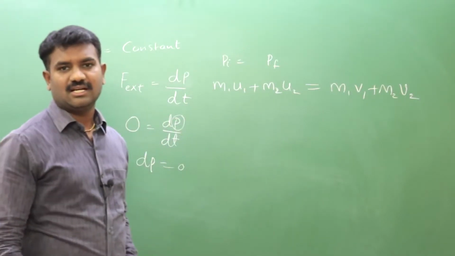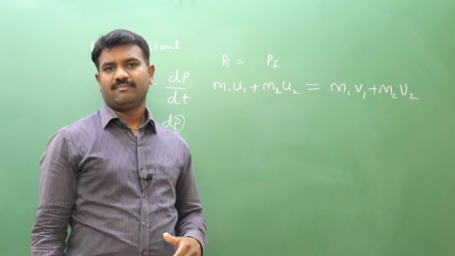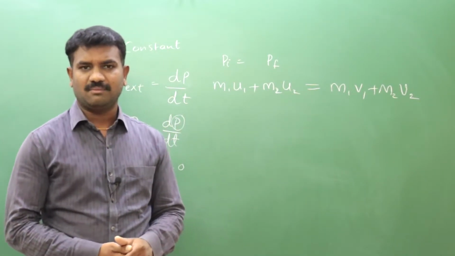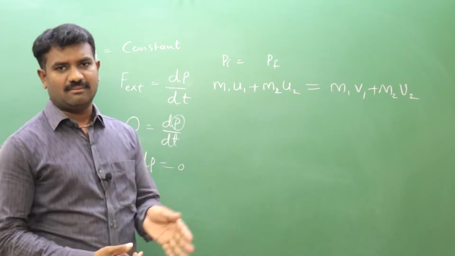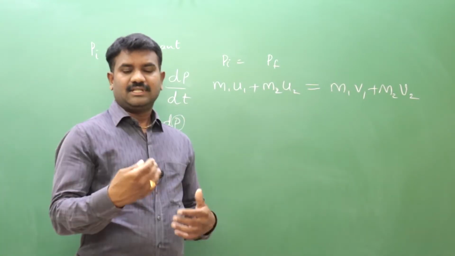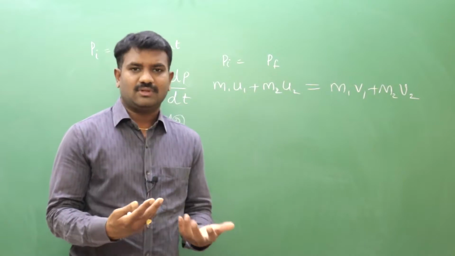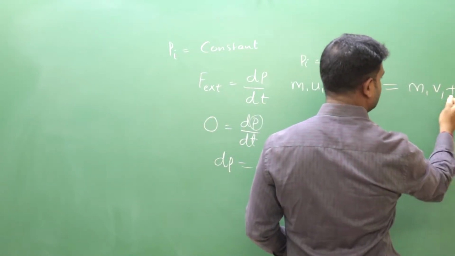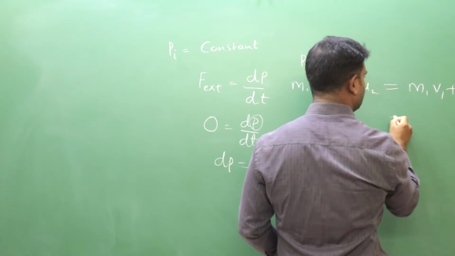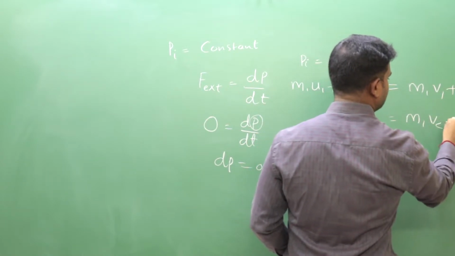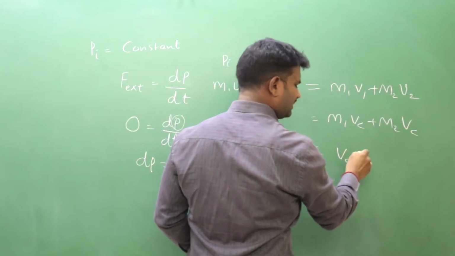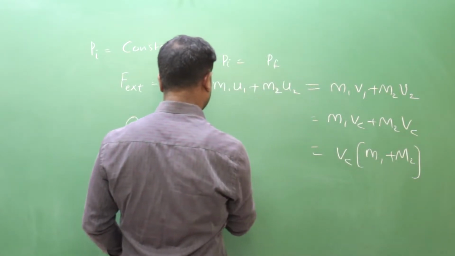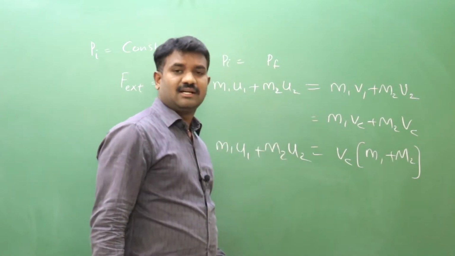As this is a revision class, I am not explaining in detail. If you have any doubt, go to the previous lecture based on law of conservation of linear momentum and Newton's second law, and then come back. After hitting, the two bodies may move together. In such a case, we get a common velocity. Then v1 and v2 become the same, and this can be written as m1 Vc plus m2 Vc. If you take Vc common, from this we can find the common velocity.